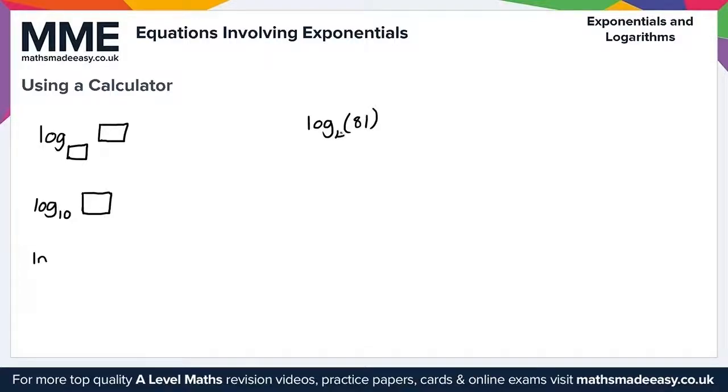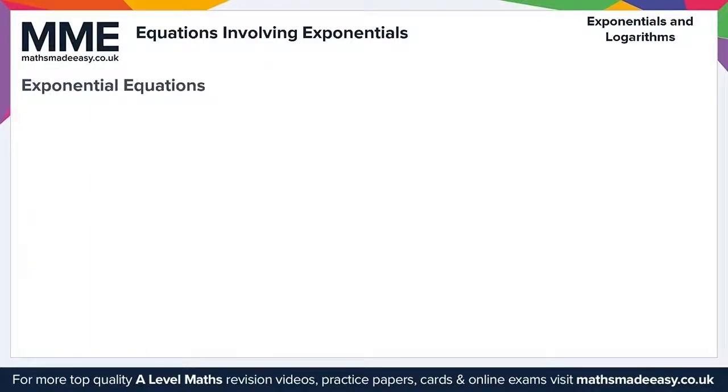So for example, if we want to do log 81 base 4, then using our calculator, we would enter 4 into our base here. We would put 81 into this box here, and we would press the equal symbol, or enter. And that would give you your value here. So that gives us everything we need there for using a calculator.